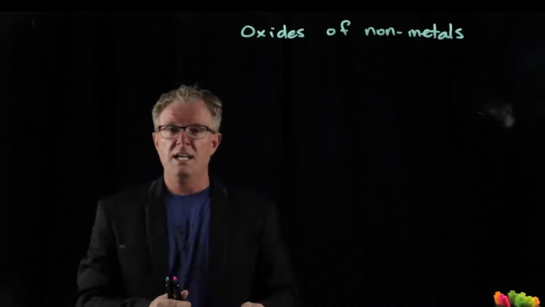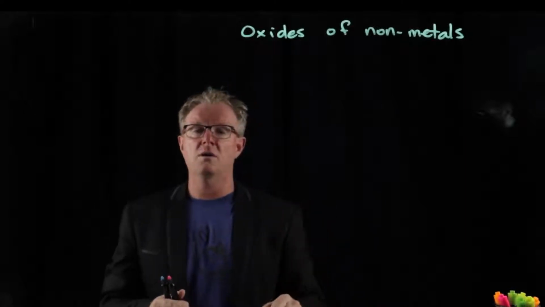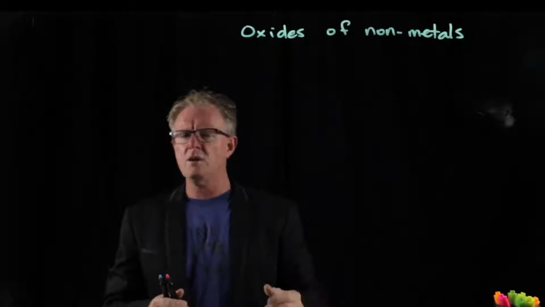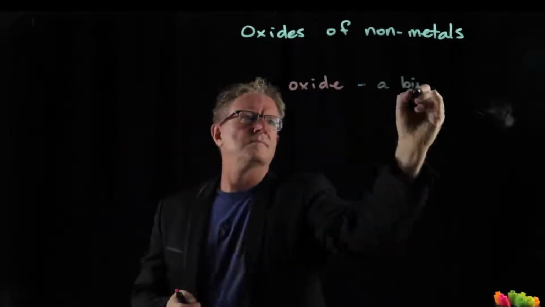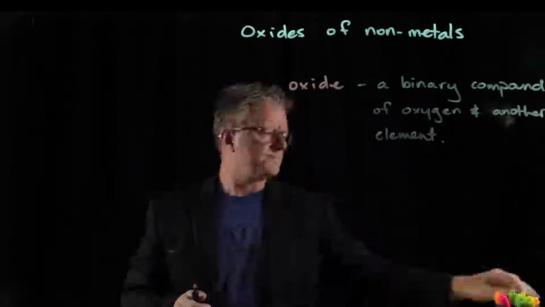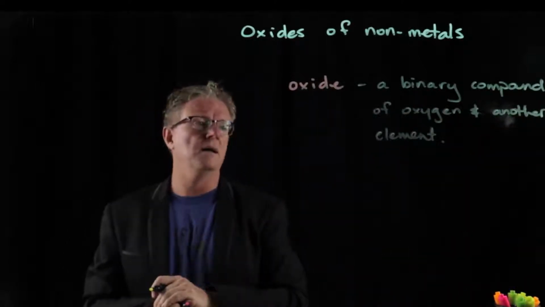In this video, we're going to be checking out the acid and basic properties of non-metal oxides. But really, what is an oxide to begin with? So first of all, let's get a definition. An oxide is a binary compound of oxygen and another element.